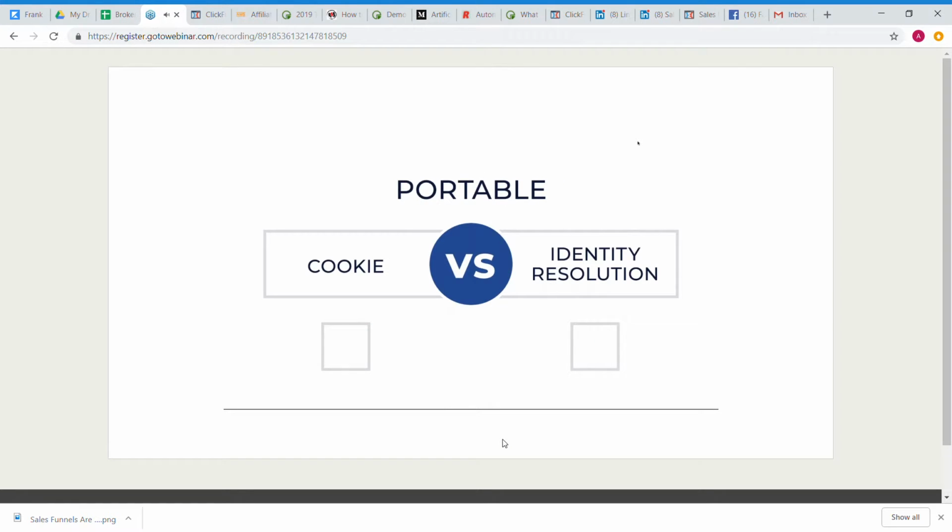Identity resolution. Portable. You can go anywhere online. Run this anywhere you want. Google, Facebook, absolutely. You can go to YouTube. You can go to LinkedIn. You can go to Amazon. You're not limited to just one or two places. You can run these ads anywhere you want, as often as you want, and talk about anything you want without having to get permission if you have identity resolution.